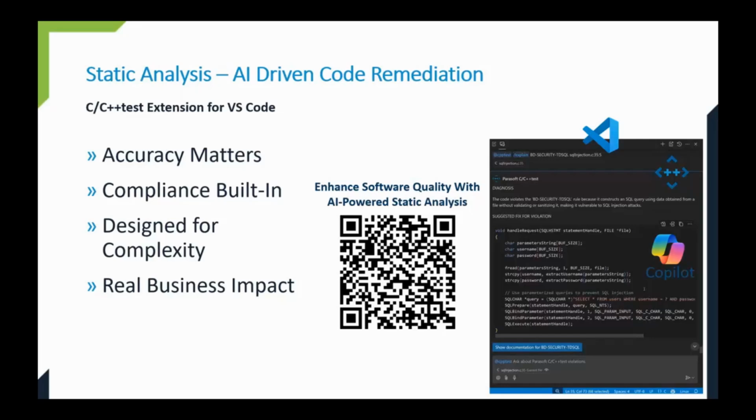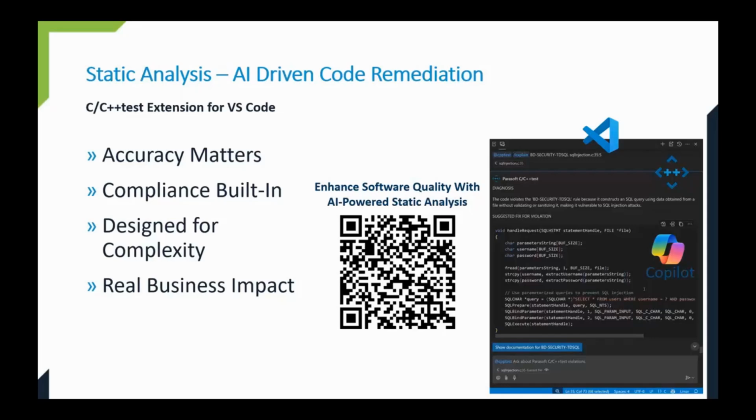The rule documentation: we embed detailed guidance so the AI understands the intent behind each rule. And the second one is the chain of thought reasoning. So this prompts the AI to solve problems step by step, leading to more accurate and complete fixes.